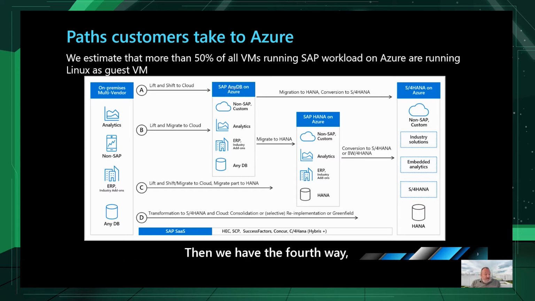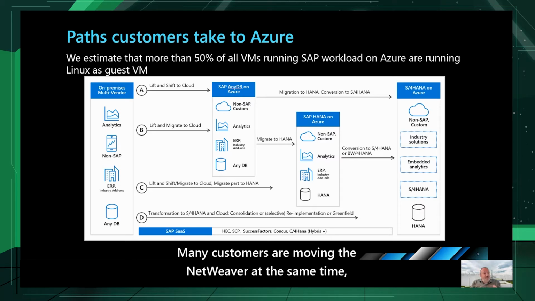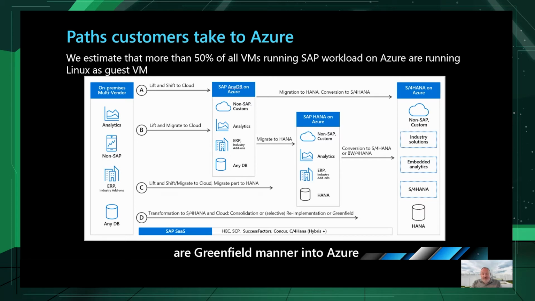And then we have the fourth way, as we see customers transforming their businesses and putting up greenfield implementations of S/4HANA in Azure in order to then move their NetWeaver business functionality into S/4HANA. We see customers doing it many-fold here. Many customers are moving their NetWeaver at the same time as they put the S/4HANA systems in a greenfield manner into Azure, so that everything is playing in Azure.